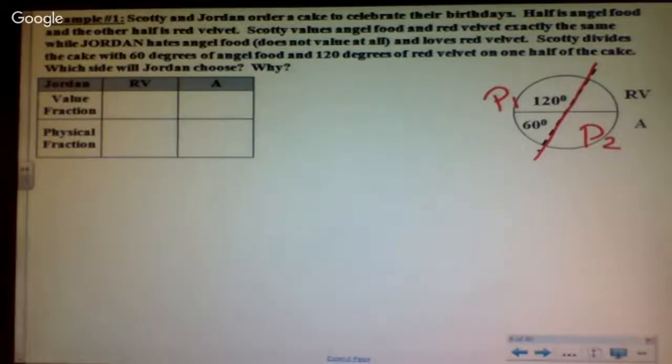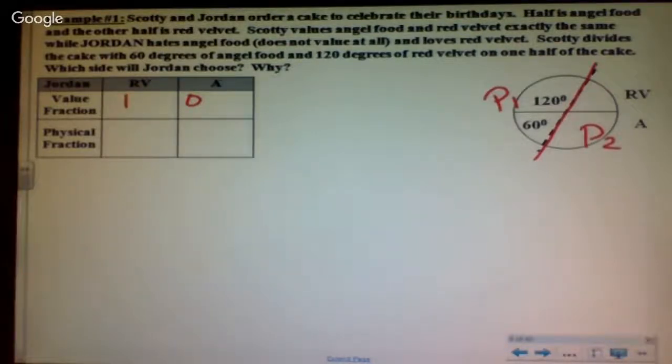Jordan is your chooser. So we need to figure out which piece Jordan wants to choose. In order to do that, we need his value fractions. Jordan hates angel food, which means we give angel food a 0. If you hate something, you don't want it. Like Saphir said, he's allergic to strawberries, he doesn't want it, it would be a 0. Red velvet, he loves it. It only has to be higher than 0, so make it a 1.